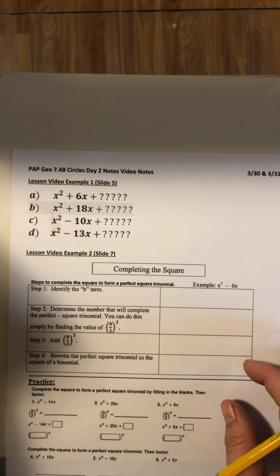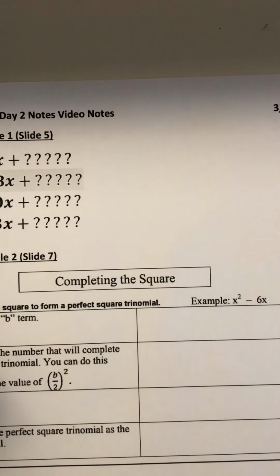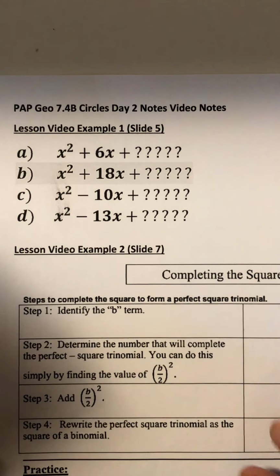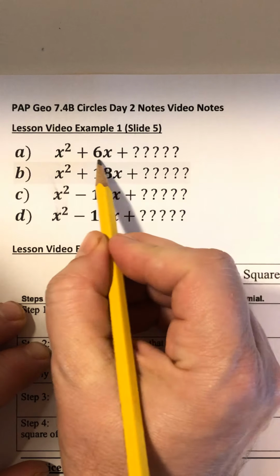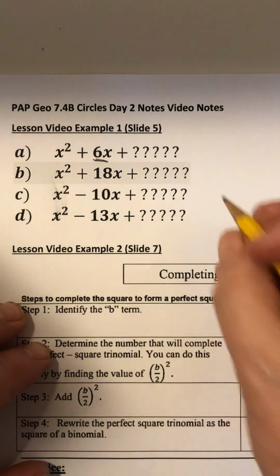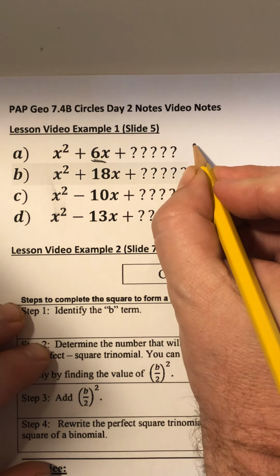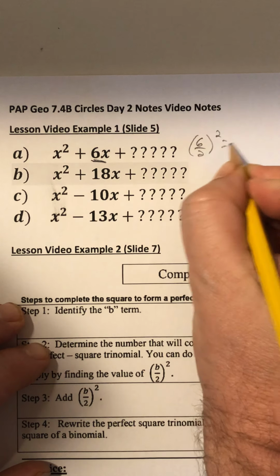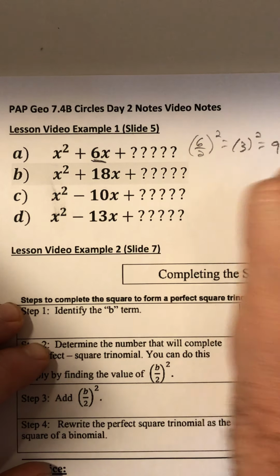So let's look at a couple of the examples on the next page of notes. Right here, it says, find the term that completes your square. That's what we want to do here. So remember what we would do is we would take our b term, we would divide it by 2, and we would square it. This is just like the example I showed you on those paper slides. So I would do 6 divided by 2, and I would square it. That would give me 3 squared, which is 9.